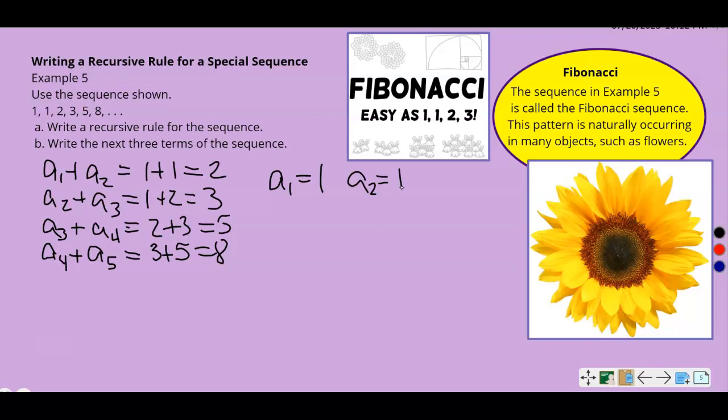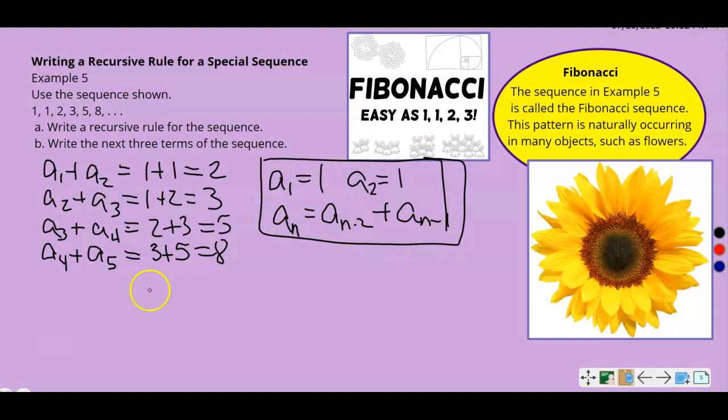So we can say a sub n equals a sub n minus 2 plus a sub n minus 1. That's our previous two terms added together. All we have to do is put all of this together, and that would be our rule. I hope I didn't go through that too quickly. Hopefully you can see that it's just adding the previous two terms together.